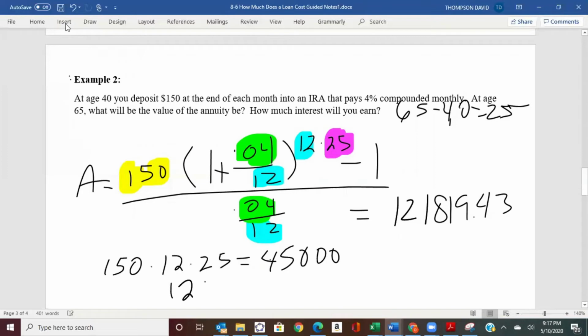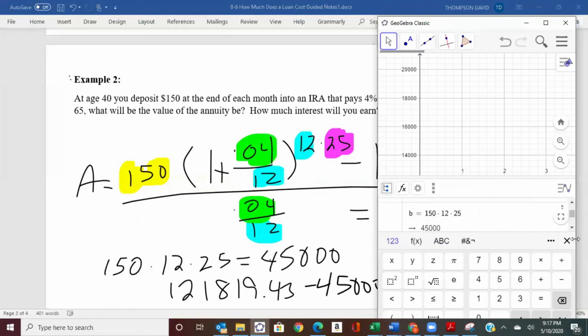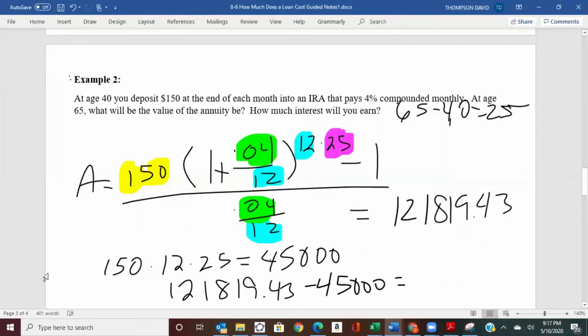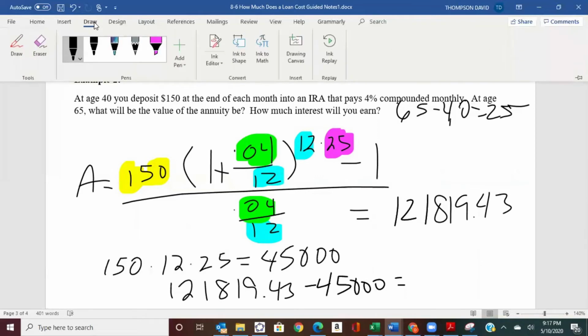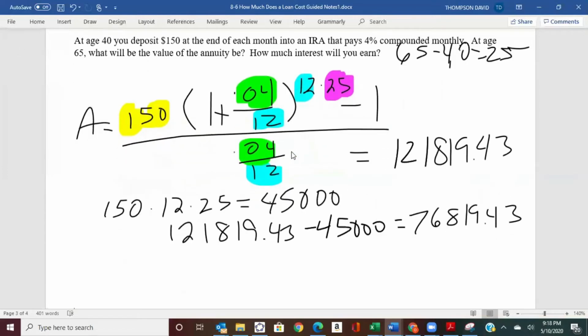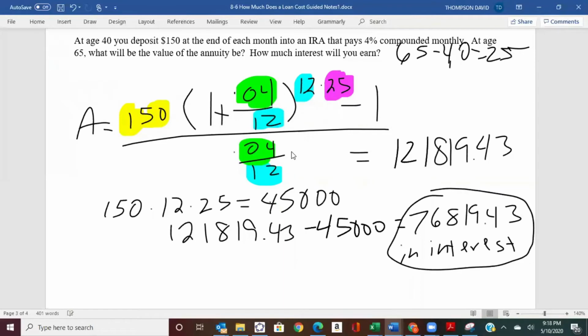Now all I have to do is subtract them. 121,819.43 minus 45,000. Use a calculator again because these are some really large numbers, but it makes sense that we're trying to save some money for when we retire so we don't have to work anymore. So we made $76,819.43, and we'll say that's in interest. Not a bad investment, but the 35-year investment's a little bit better.